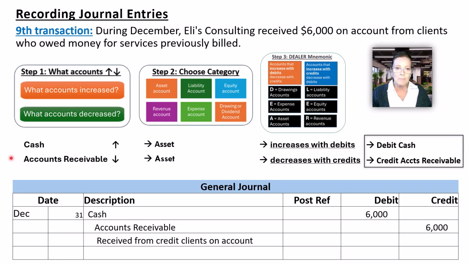In addition, money owed by customers, the accounts receivable, decreased, and this type of account is an asset. Assets increase with debits, but in this case, accounts receivable decreased, and the DEALER mnemonic is telling us that assets decrease with credits, so we credit accounts receivable. To journalize this transaction, we write the date into the date column and debit cash and credit accounts receivable for $6,000.